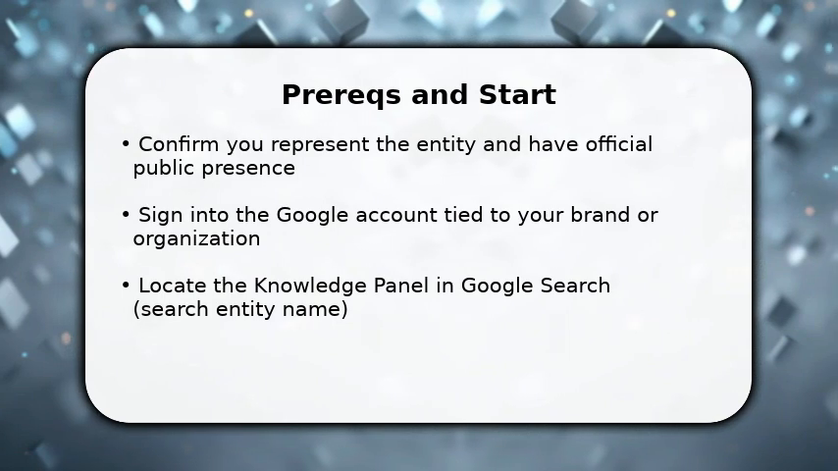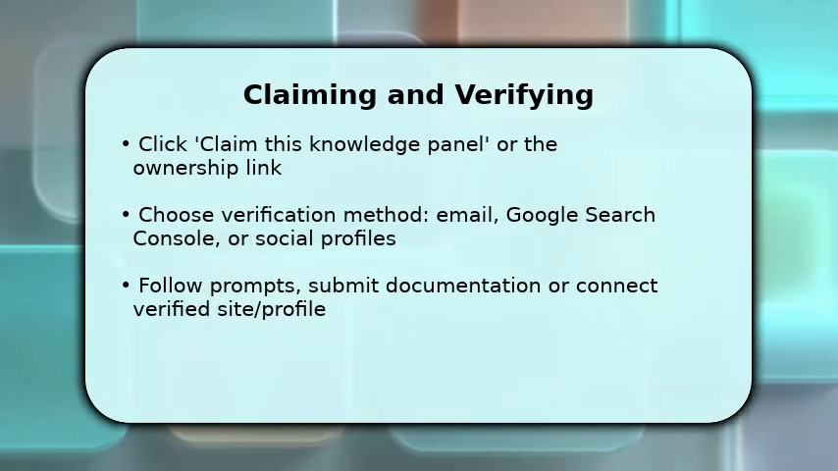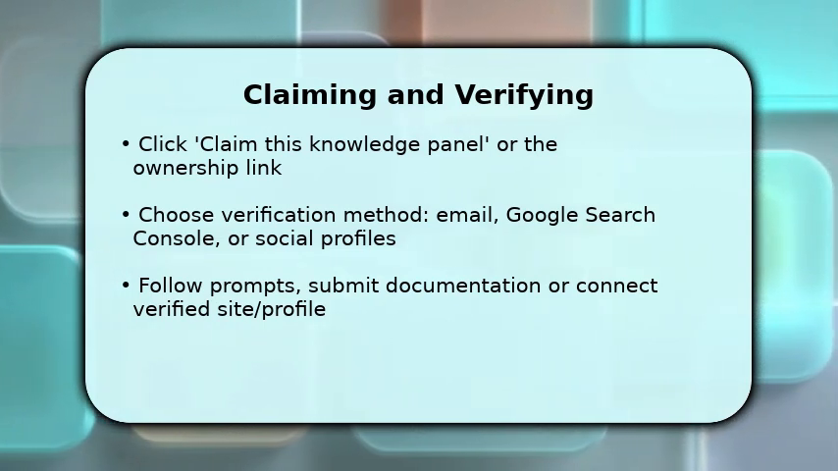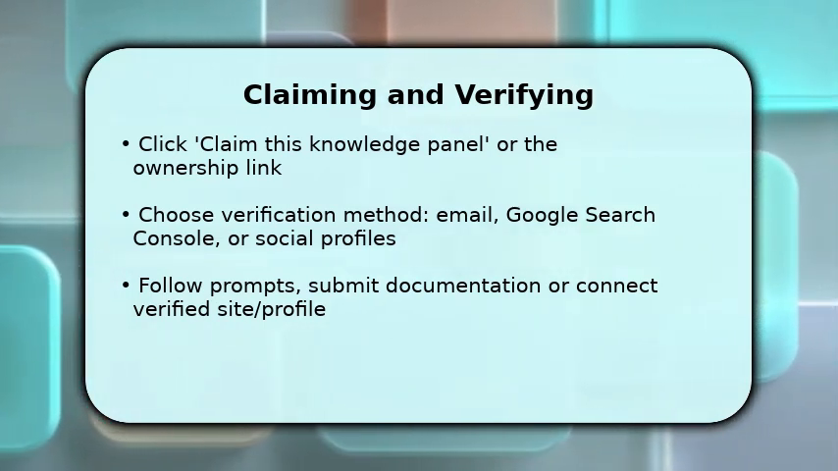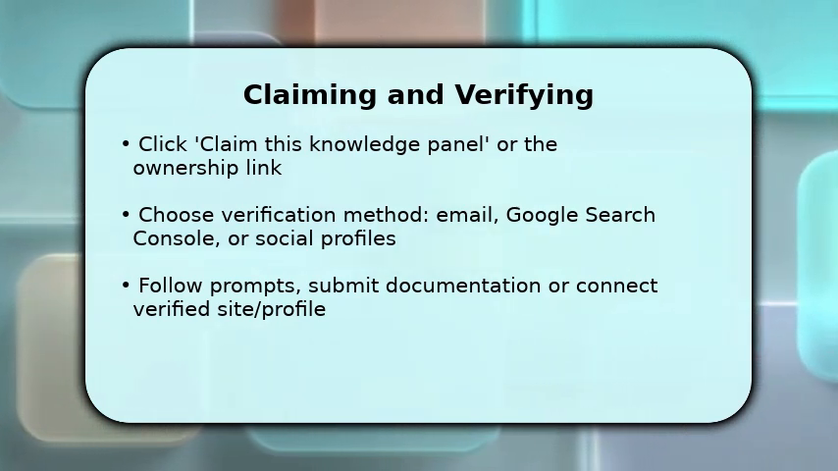You now click the claim link in the panel and follow the verification flow. Google typically offers options like email to a listed address, search console ownership, or verified social profiles. Once you select a method, provide the requested proof.